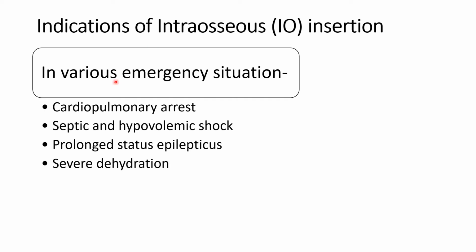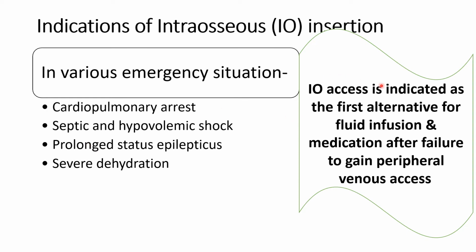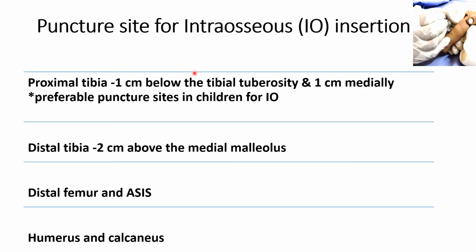So what are the indications of IO insertion? In emergency situation, when venipuncture is difficult, for example, if the patient is having cardiopulmonary arrest or septic or hypovolemic shock or prolonged status epilepticus or severe dehydration. In such a condition, reduction of circulatory blood volume, vasoconstriction, collapse of peripheral vessels occur. So it will lead to difficulty in venipuncture. So we can insert the IO, which hardly takes 1 to 2 minutes. So IO is indicated for fluid and medication whenever there is a failure to gain peripheral venous access.